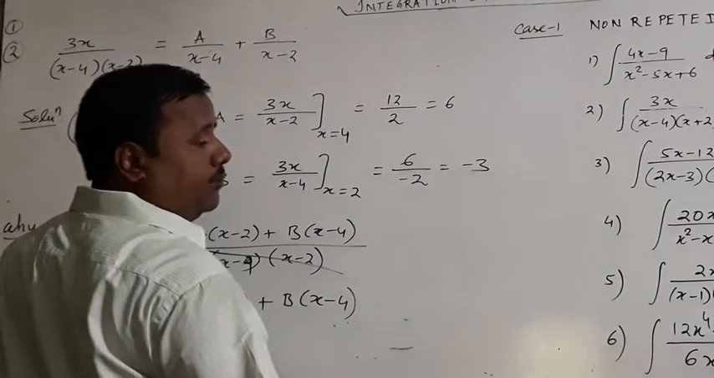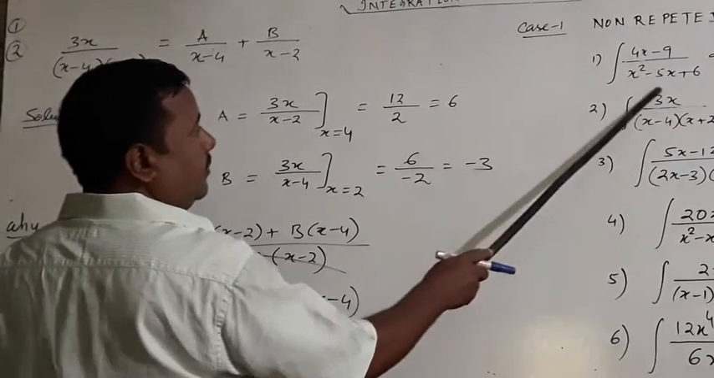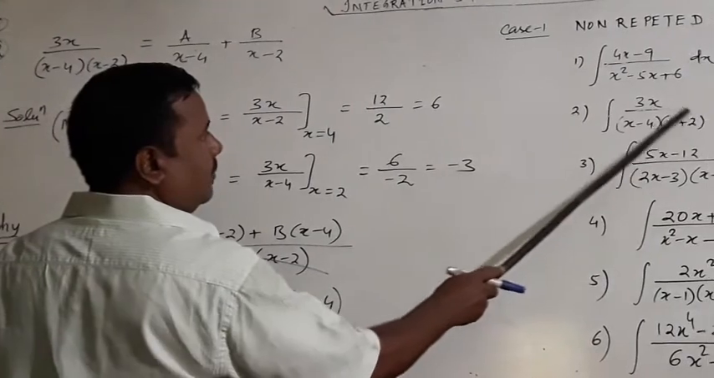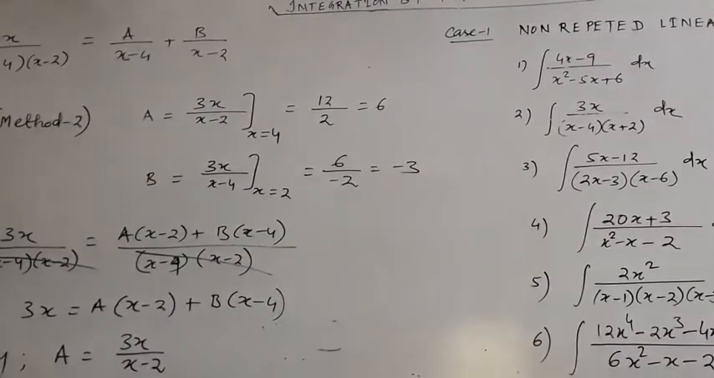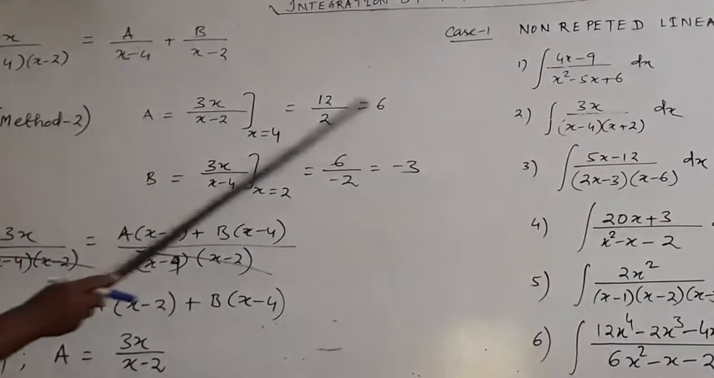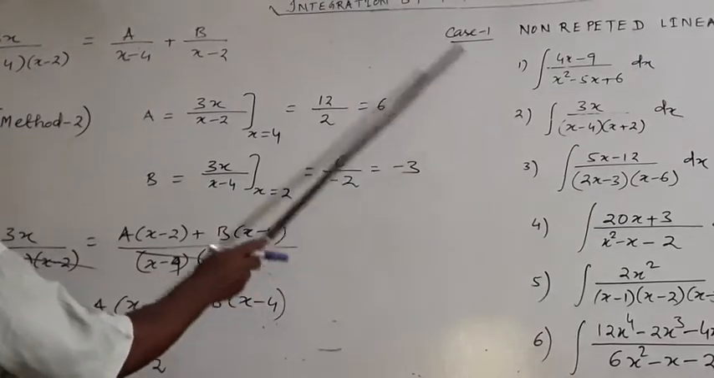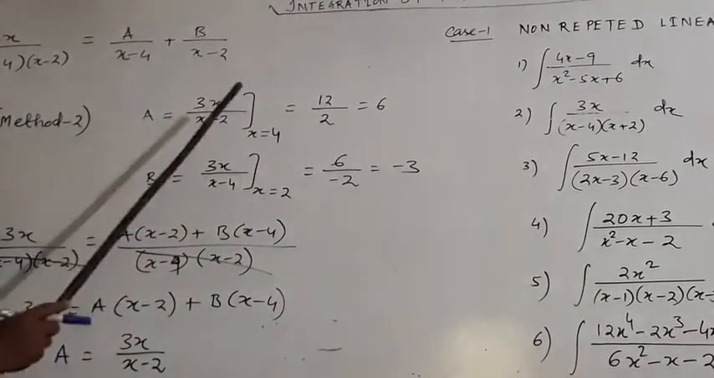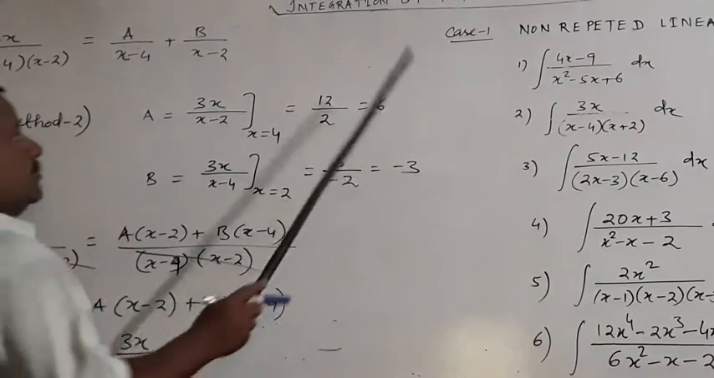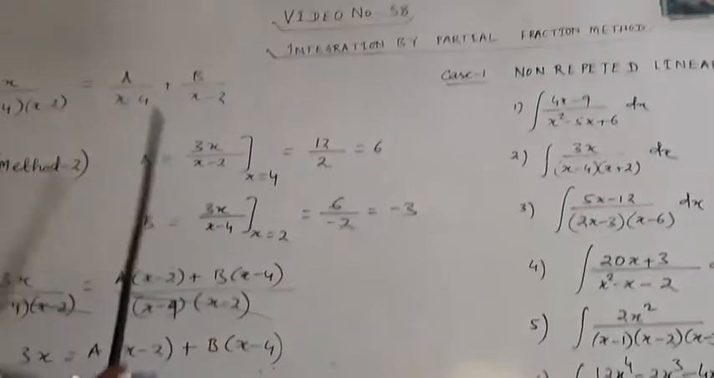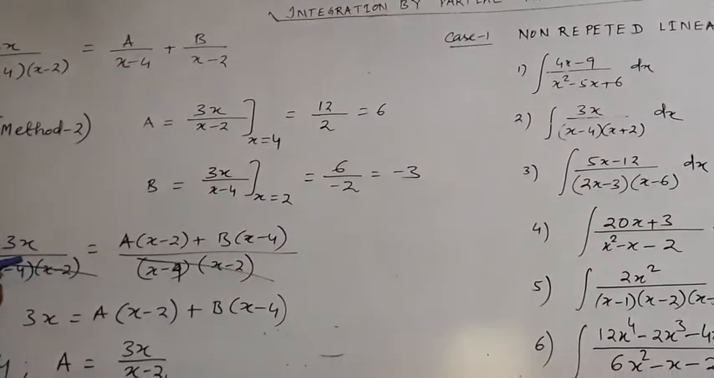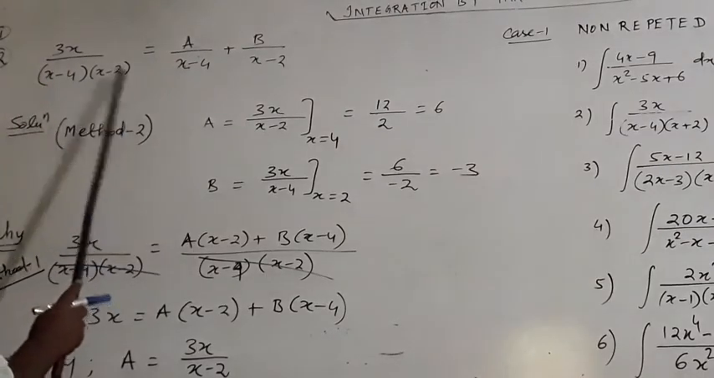The degree of the numerator is 1 and the degree of the denominator is what? 2. Now look here. Now it is a proper fraction. Integration of partial fractions: this is a proper fraction. For a proper fraction, what is the rule? The rule is it is a non-repeated linear factor.